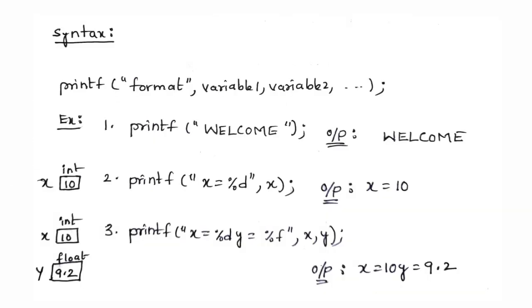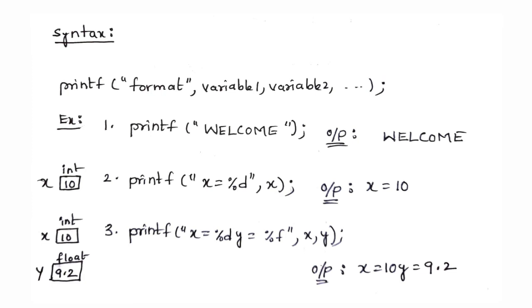Now let's go to the syntax. Printf, and in the double quotations we have to write the format. After the double quotations give a comma and write variable 1, then a comma, and variable 2, then a comma, and so on. This is the syntax of printf statements.